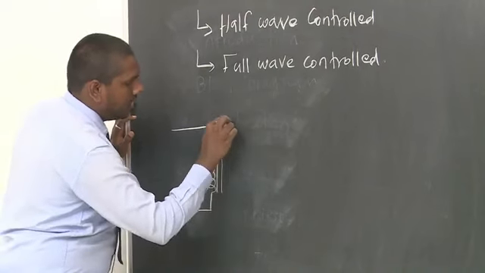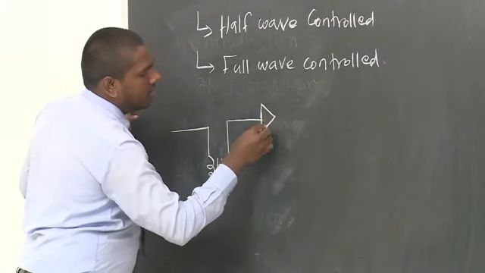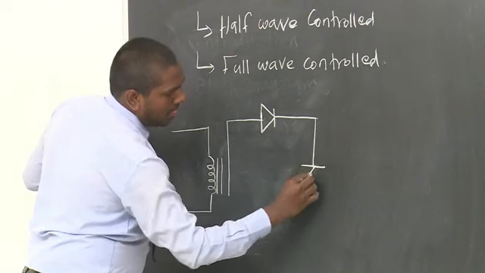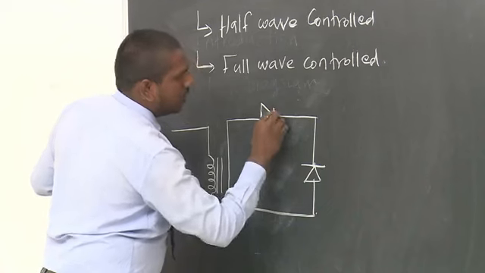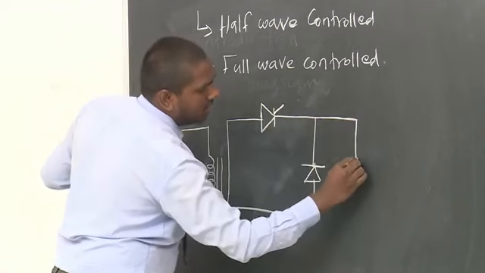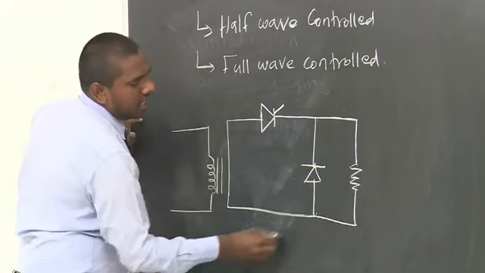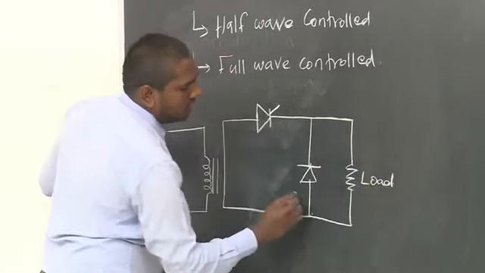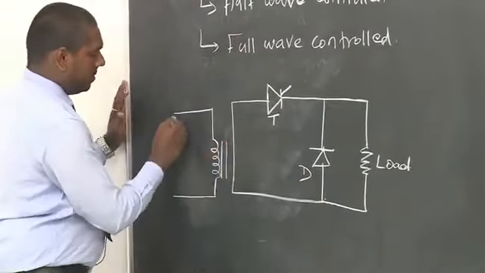The circuit consists of one transformer, one thyristor, and finally a load. We can assume this load acts as a resistive load. Then this is a diode, and this is a thyristor.